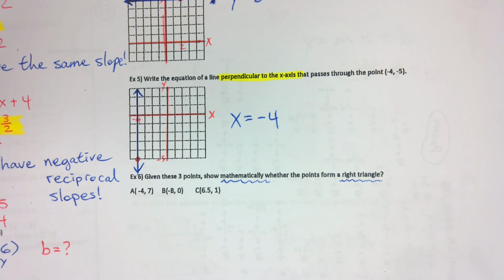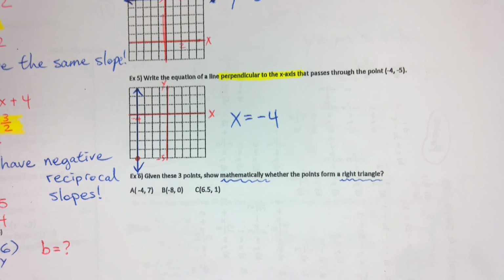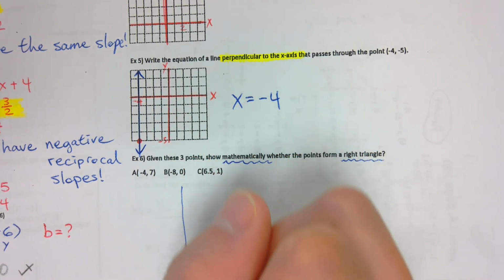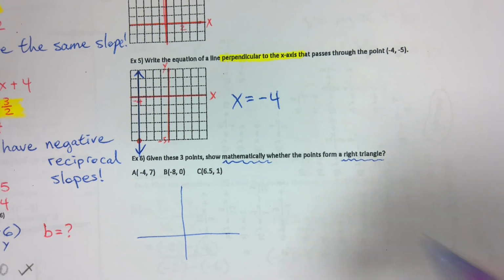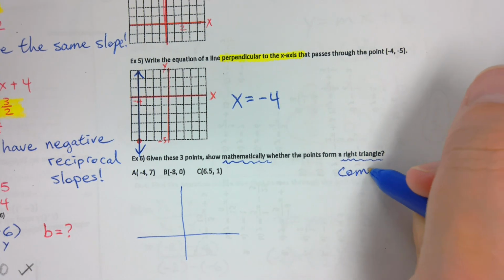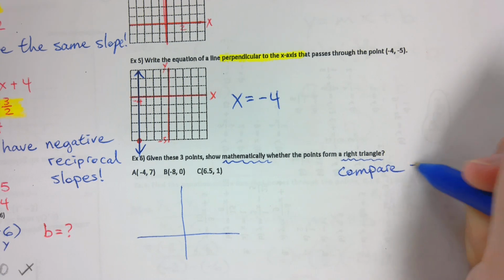Okay, but graphically, I want mathematically. You can find the slopes of all the lines, like draw A, B, and C. Good. And make lines and see the slope. Right, that's right. Compare the slopes.